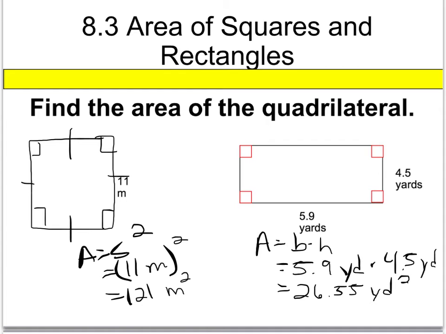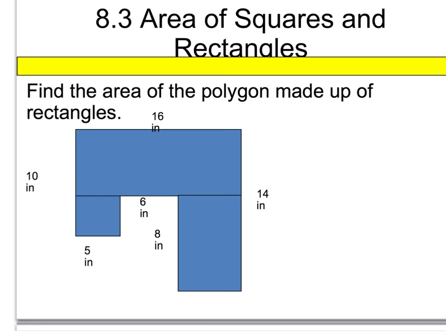Okay, again, don't forget, whenever you're multiplying side times side, or you're getting the area of a square, or you're getting the area of a rectangle, and you're multiplying units times units, it is going to be units squared. Like I said, this is a short lesson, so this is going to be your very last slide here today.